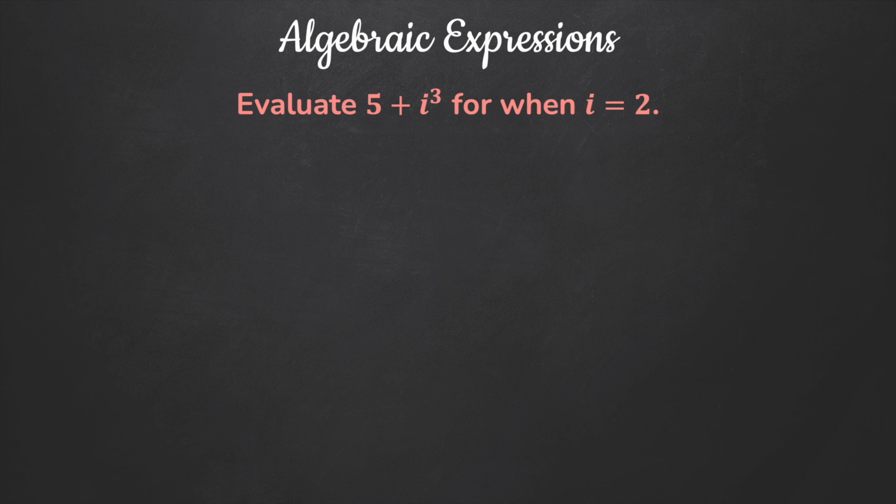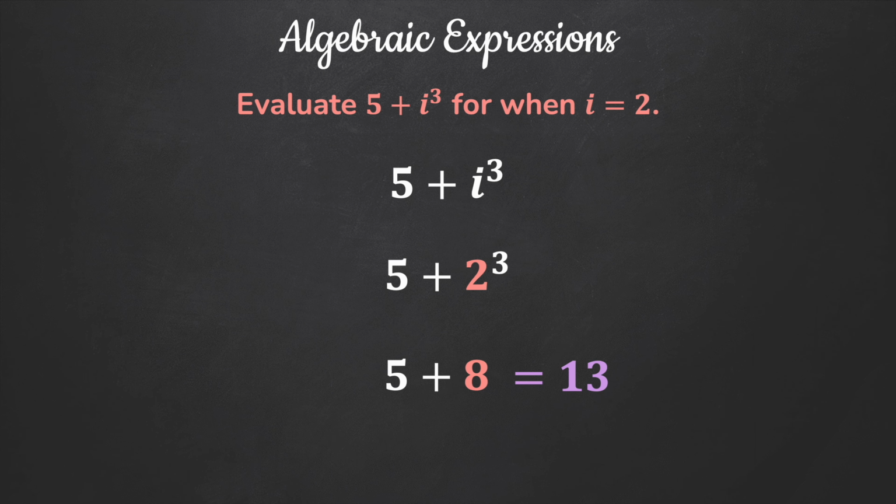In our next example, we have evaluate 5 plus i cubed for when i is equal to 2. Here we have addition and an exponent. First we're going to substitute i for 2 because i is equal to 2. And then we're going to do our exponent first according to order of operations. So 2 to the power of 3 is the same thing as 2 times 2 times 2, which is equal to 8. And 5 plus 8 is equal to 13.